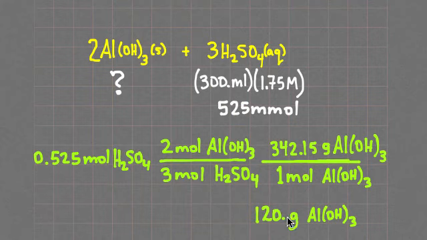And this would be 120,000 milligrams. But anyways, you see where the 3-to-2 ratio comes from? 3 of these acids with 2 of those aluminum hydroxides. And then I converted moles of aluminum hydroxide to grams of aluminum hydroxide.